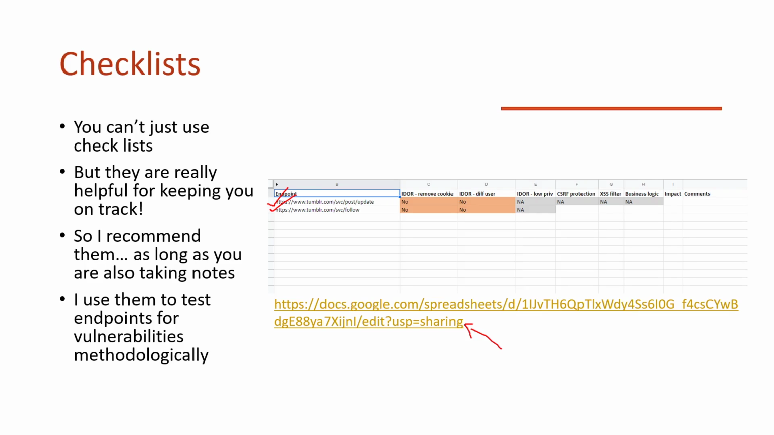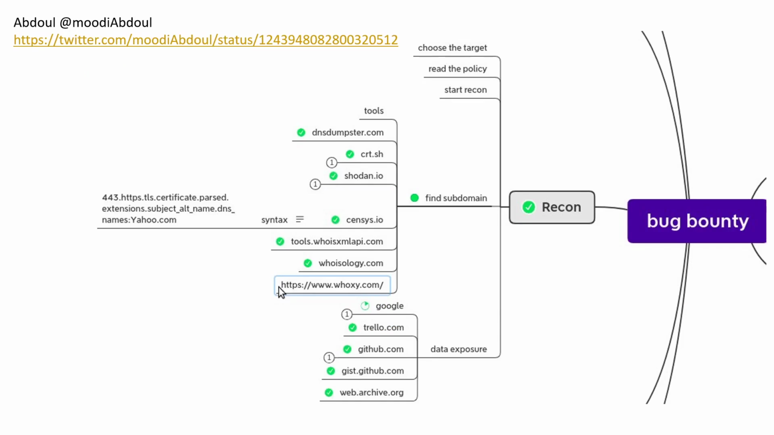A lot of people do use checklists, especially for recon. Right, so what I'm going to do now is show you some other people's notes, because my notes are not very good, but other people do way better notes. So this is by Abdul, who is Moody Abdul on Twitter. He sent this as an example of his recon, or his notes. He's got a checklist here of choose a target, read the policy, start recon.